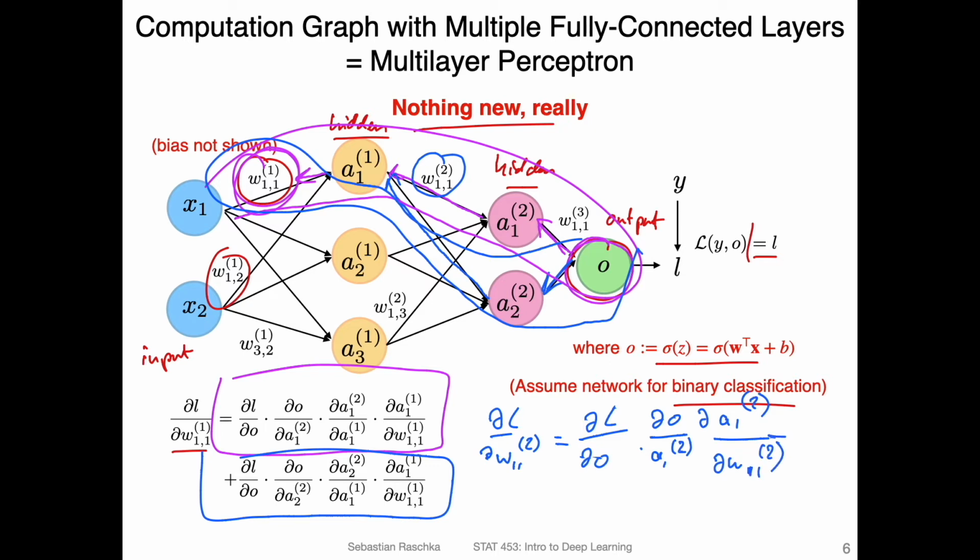So in this way, you can see this part here is actually shared with this path here, right? So you can reuse it: if you compute this one first, you can reuse this part in order to compute this part for backpropagating further.